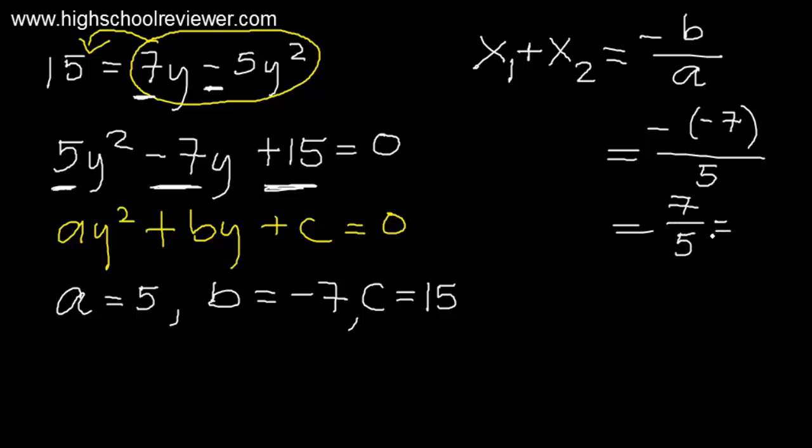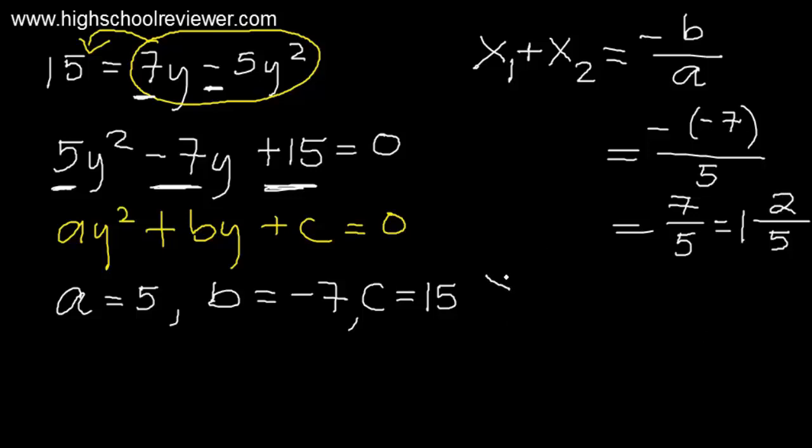And let us make this an improper fraction. So 7 divided by 5, the whole number is 1. And then copy the denominator, which is 5. And for the numerator, that will be 7 minus 5, and that is 2.